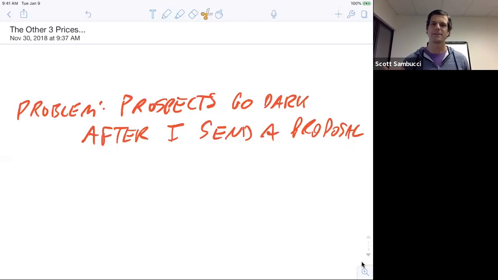And down below, what we're going to see is a whiteboard. This is a problem that I see all of the time. This is something that comes up in our webinars. It comes up with our clients in our coaching calls. It comes up in the workshops that we run. And the core problem that everyone has is, look, I send a proposal and my prospects go completely dark after I send it.